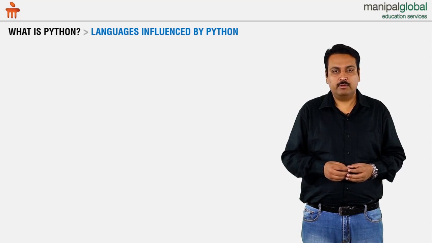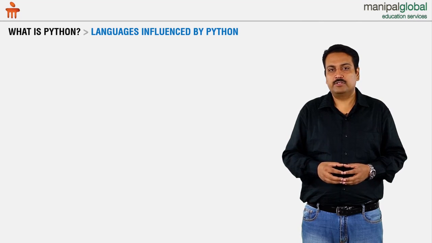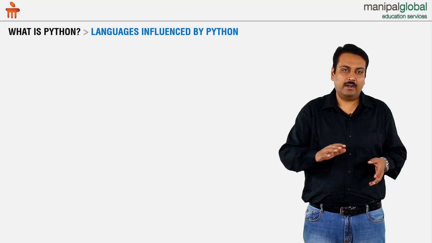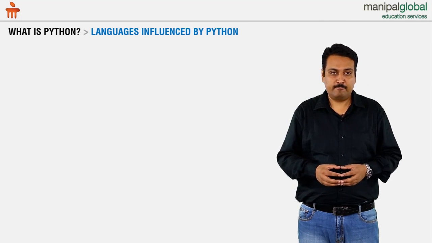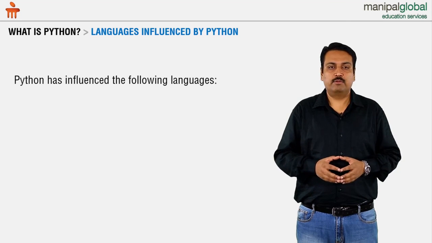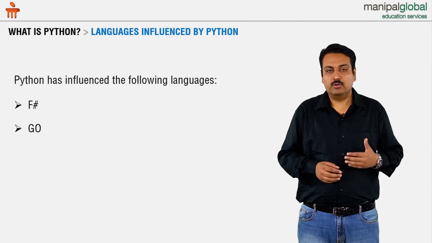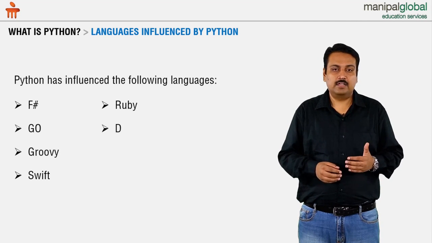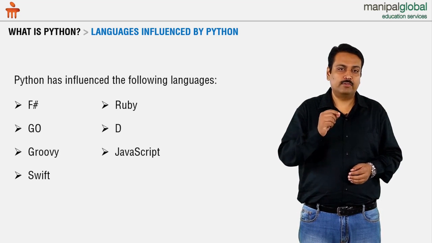Python has also influenced many languages of late. Since Python was released in the year 1991, there have been many languages that have come after it that have been influenced by Python. Some of the languages that have been influenced by Python are F#, Go, Groovy, Swift, Ruby, D, JavaScript. And over here, I would like to mention Swift.